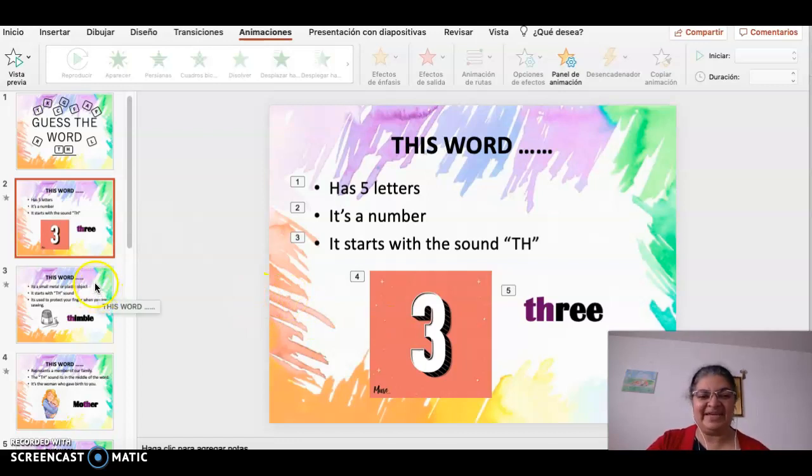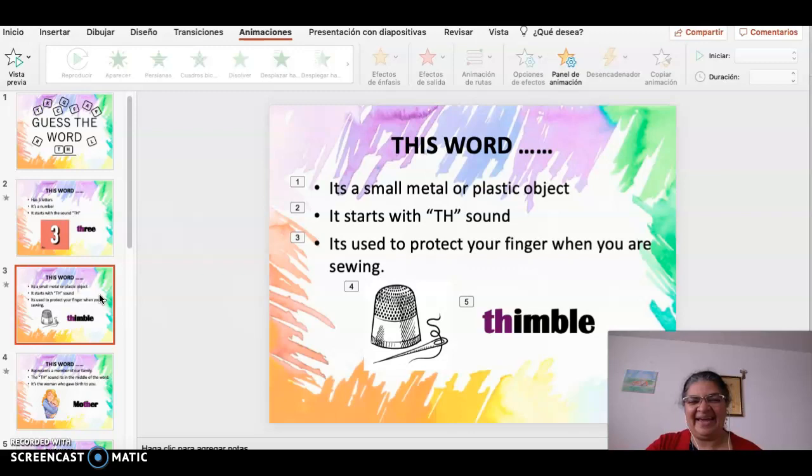The second one is a small metal or plastic. It starts with the sound th and is used to protect your finger when you are sewing. Okay, thimble, thimble. Okay, the next word.